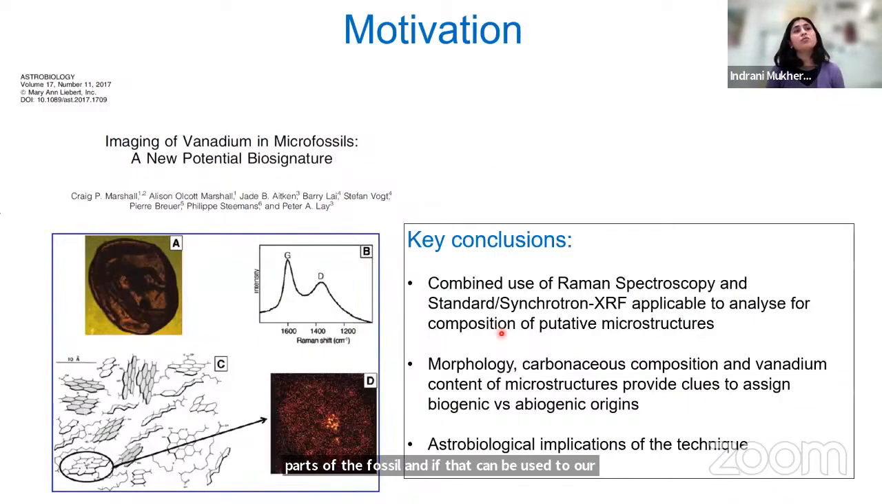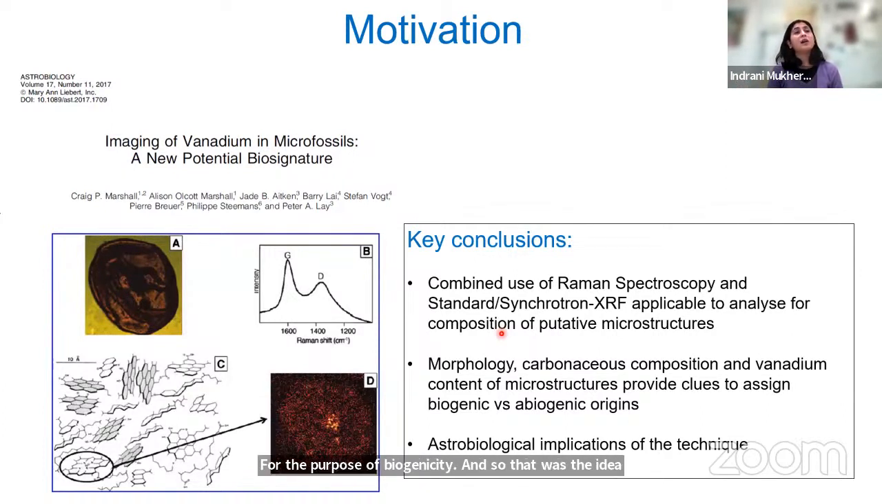But the motivation of using trace elements in pyrite really came from this paper, Marshall et al., 2017, where they used synchrotron techniques to detect the presence of vanadium in microfossils, in their microstructures or whatever they thought looked biogenic. So the concentration of vanadium ended up being a significant tool for biogenicity. And I thought, well, we also analyze trace elements in potential microstructures all the time. So could we use some of that information for the purpose of biogenicity? And so that was the idea, but this was the motivation.